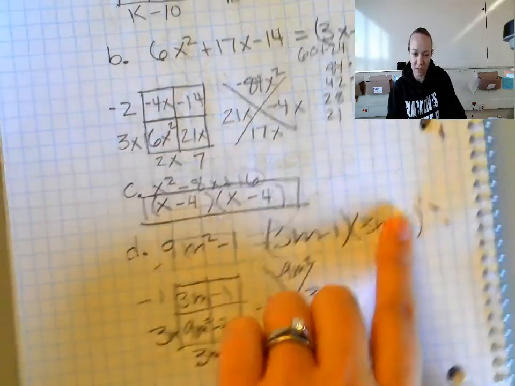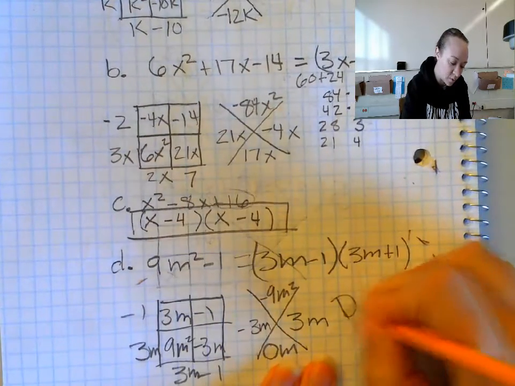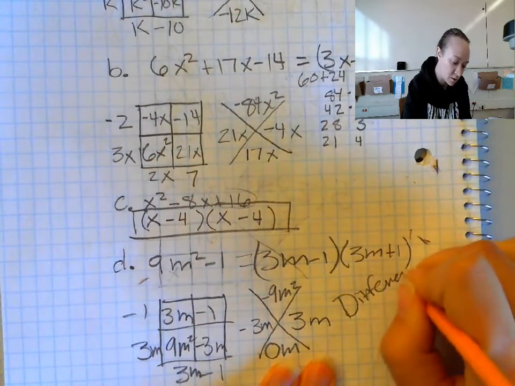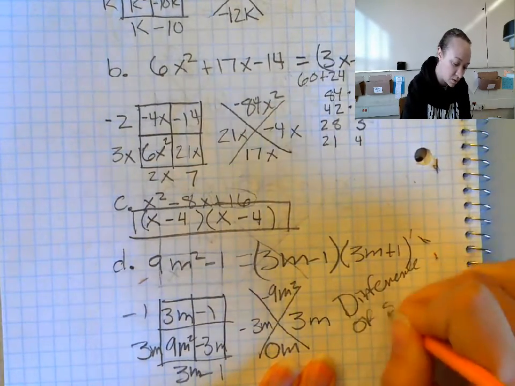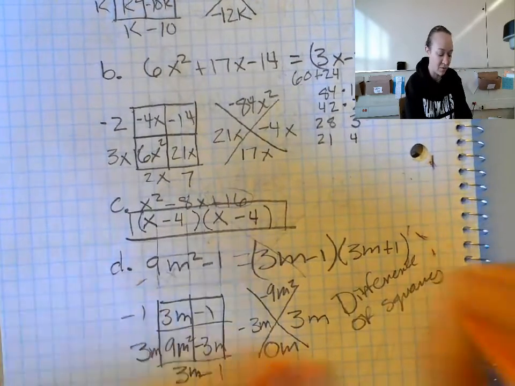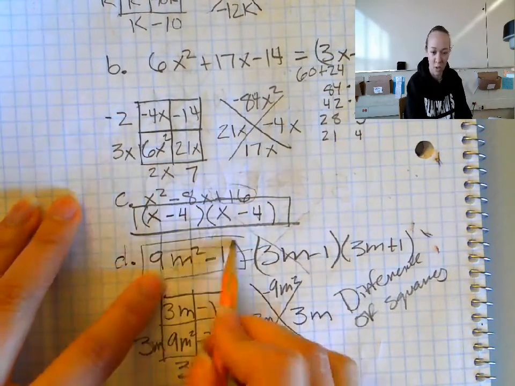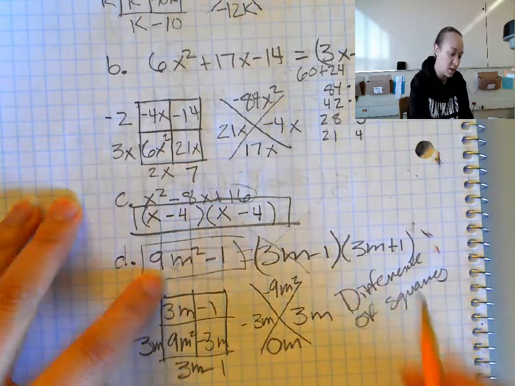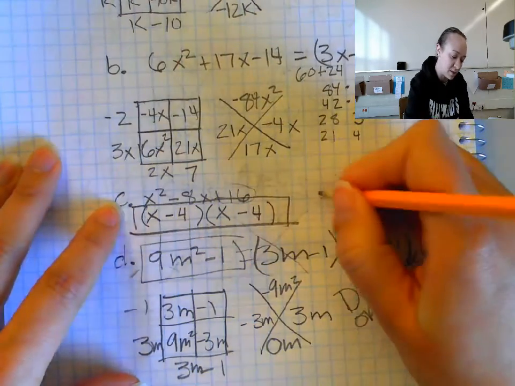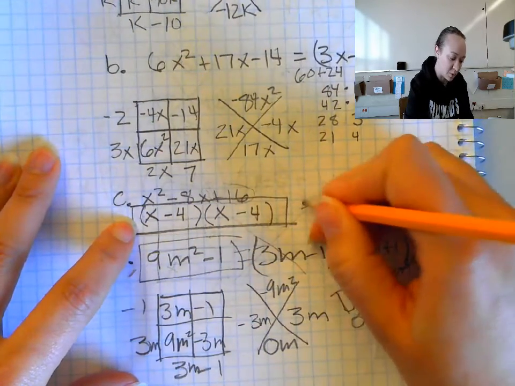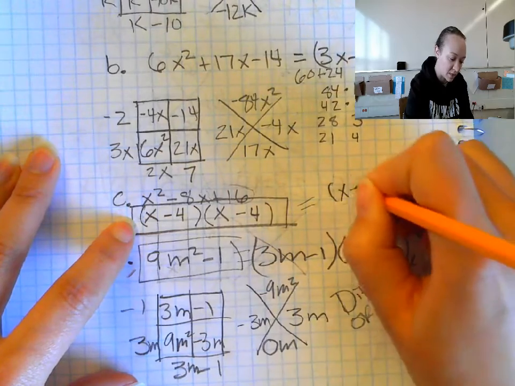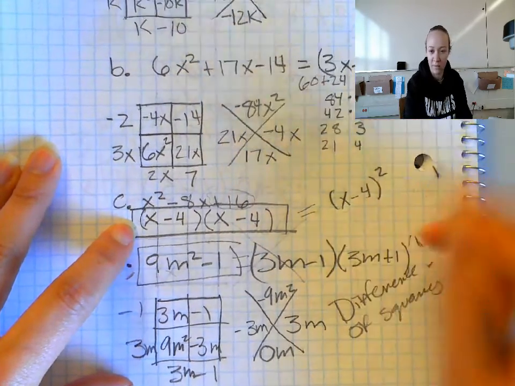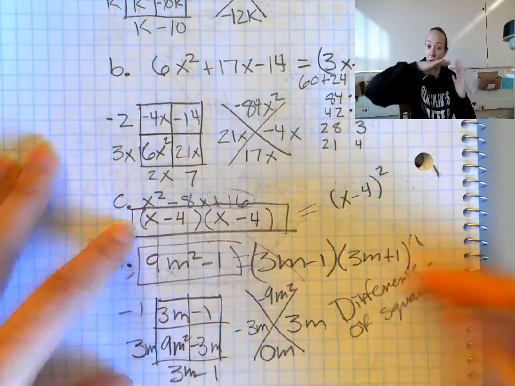And this one is called a difference of squares. And you can see that from right here. 9 and 1 are both square numbers and they're being subtracted. It's the difference of squares. And here on C, this is a perfect square because it could also be written as x minus 4 squared, right? It's not a rectangle, it's a square. Both sides are the same.